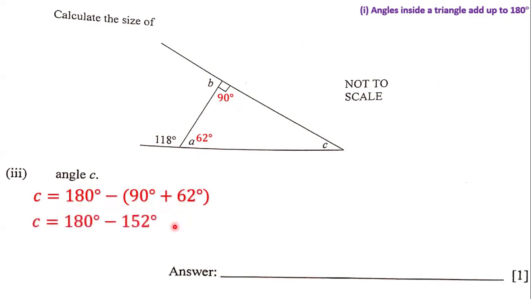What is 90 plus 62? Well, 90 plus 62 is 152. And so that means that C is going to be equal to 180 minus 152, which means that C equals 28, because 180 minus 152 is 28 degrees. And so that means that the size of angle C is 28 degrees.